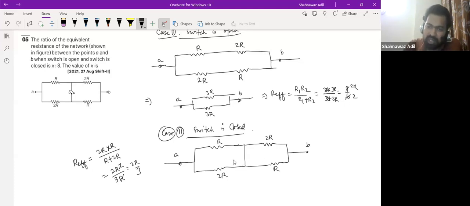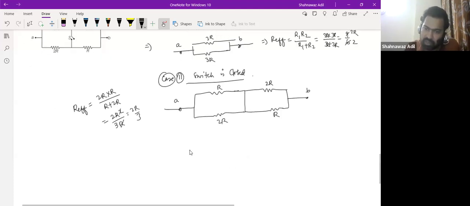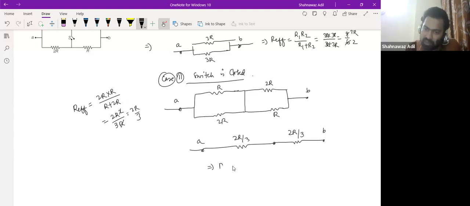So the effective diagram when the switch is closed would be 2R by 3 and 2R by 3. These two are in series. This is A, this is B. So what would be R effective? This is in series, so this would be simply 2R by 3 plus 2R by 3, so that is 4R by 3.